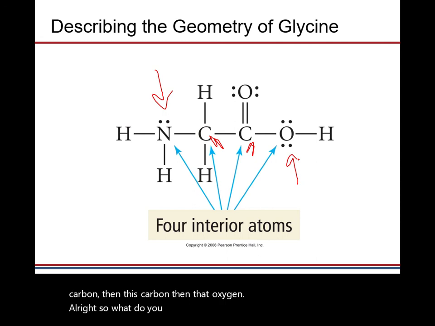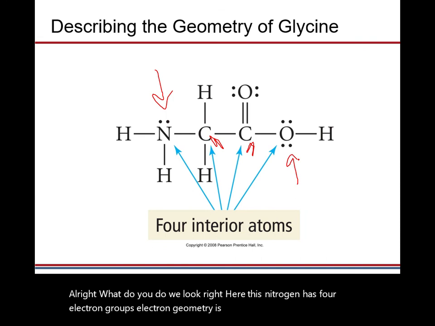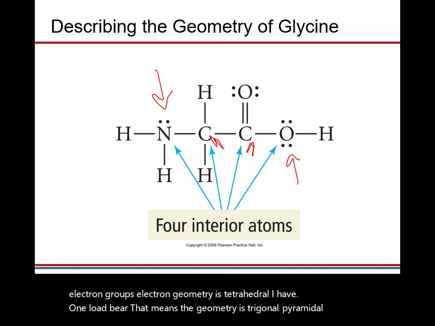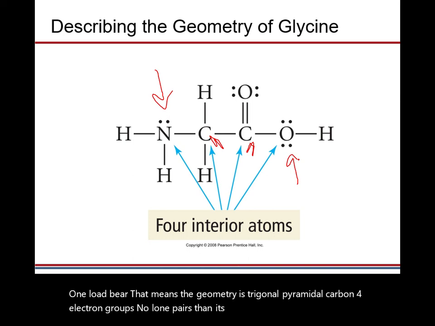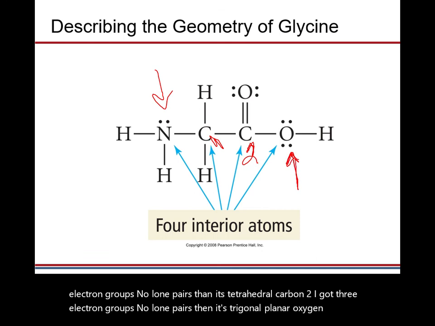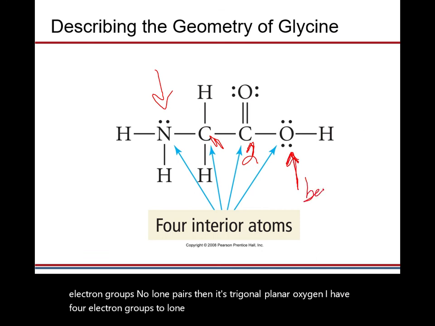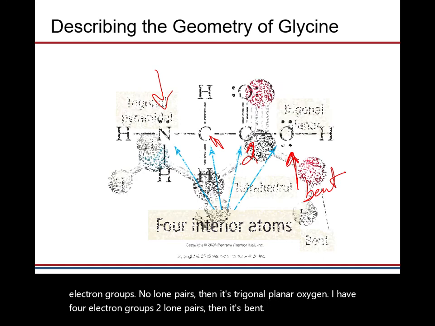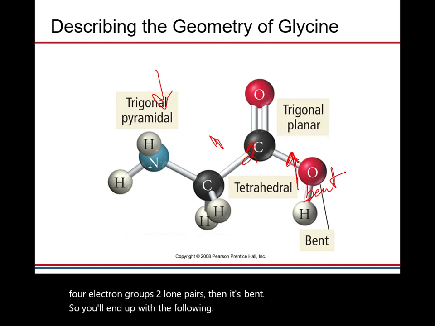We look right here. This nitrogen has 4 electron groups. Electron geometry is tetrahedral. I have 1 lone pair. That means the geometry is trigonal pyramidal. Carbon, 4 electron groups, no lone pairs, then it's tetrahedral. Carbon number 2, I got 3 electron groups, no lone pairs, then it's trigonal planar. Oxygen, I have 4 electron groups, 2 lone pairs, then it's bent. So you'll end up with the following geometries. Let's try another one.